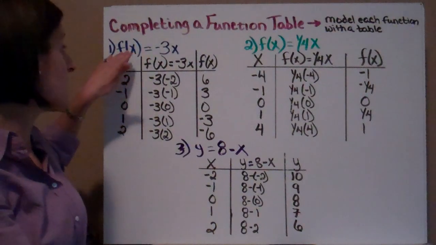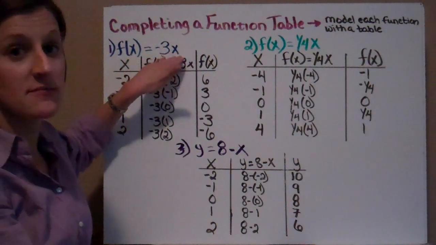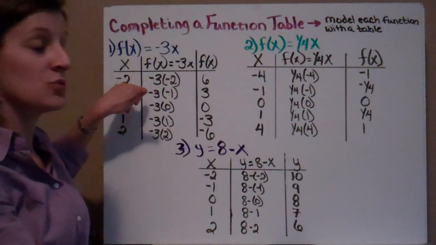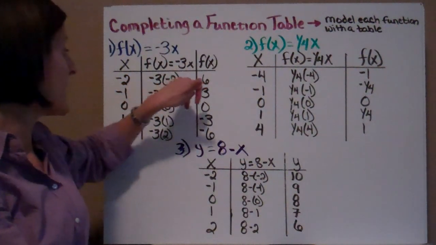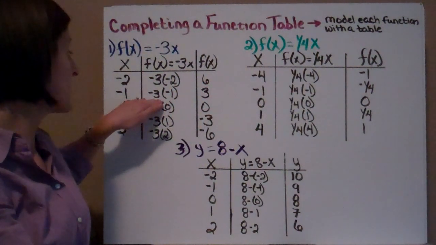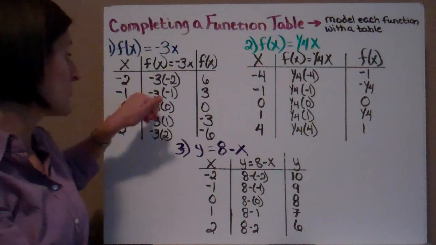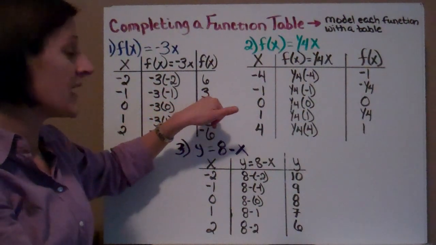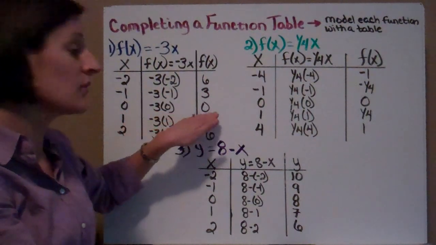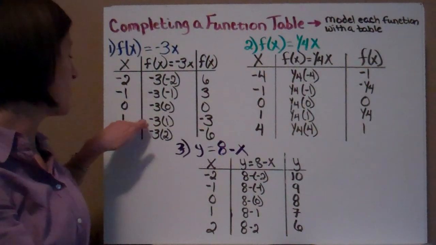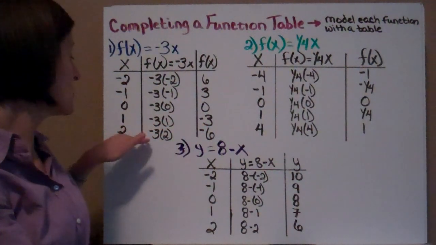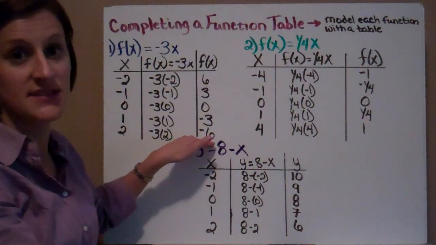So my rule is f of x equals -3 times x. In the middle I'm going to do -3 times -2, which is my input, and that is going to give my output, which is 6. Then I do -3 times -1, since I'm inputting -1, and that gives me out 3. When I input 0, I get -3 times 0, and that's 0. When I put in 1, I get -3 times 1, and that's -3. And when I plug in 2, I get -3 times 2, which is -6.